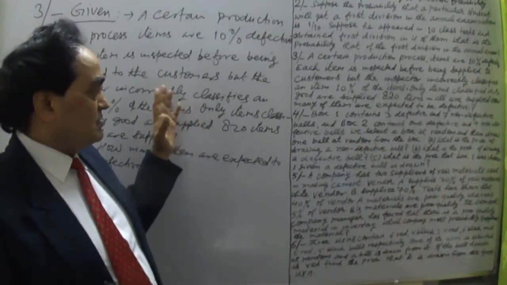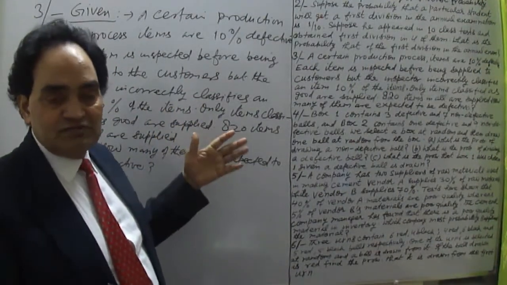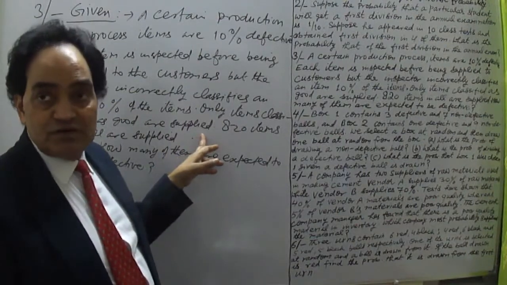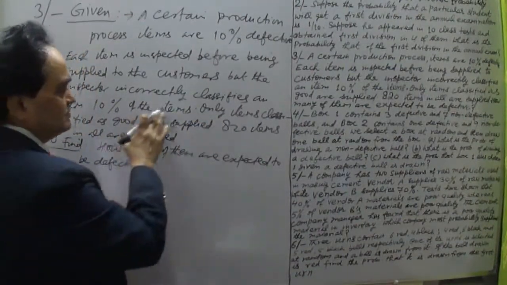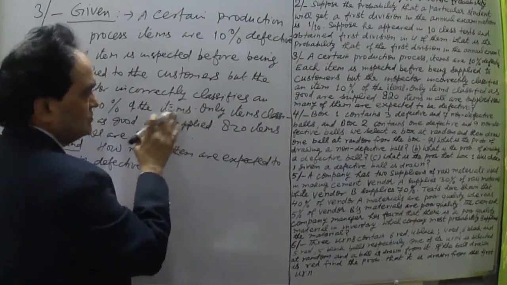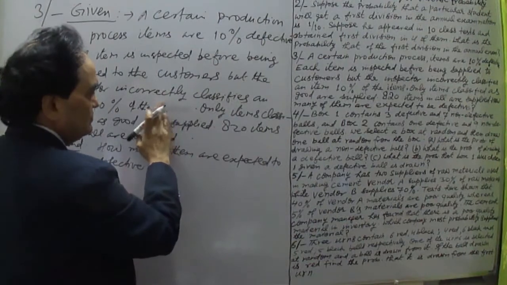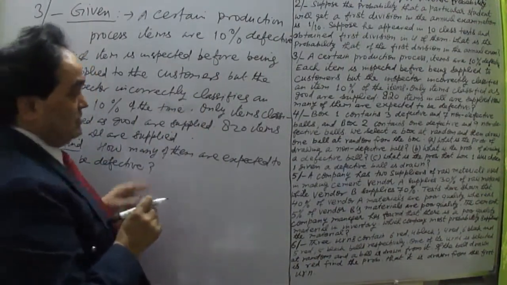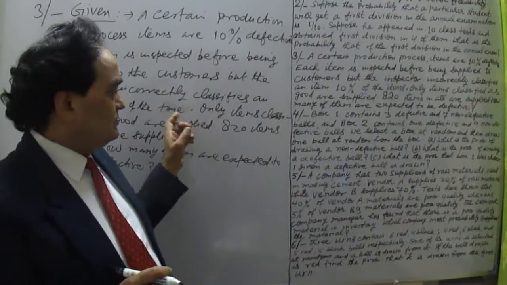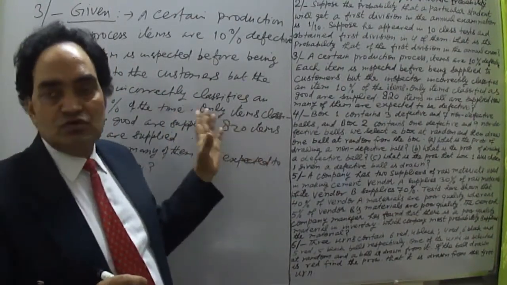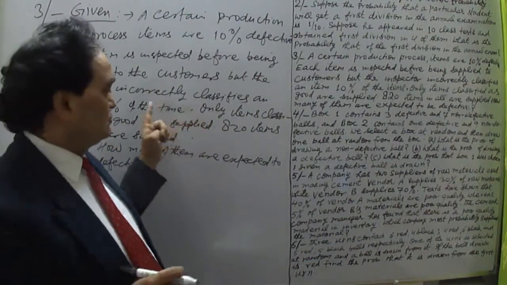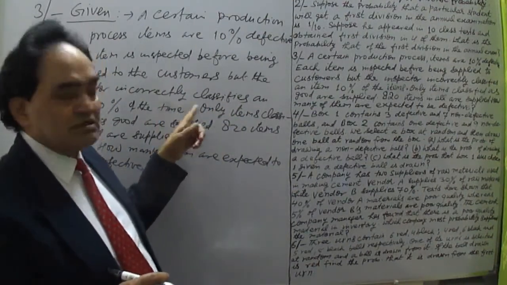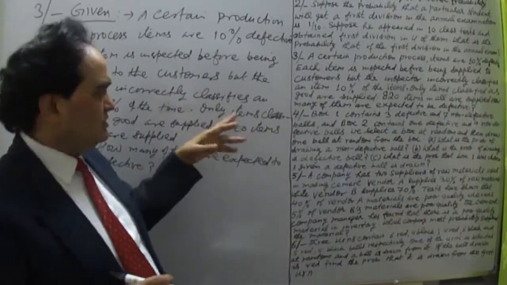So if the inspector says that these items are good after inspection, they will be supplied. But 10% of the time he wrongly classifies them. What does it mean? Whatever is incorrectly classified, 10% of the time, he says they are good but they are defective. In that way, he is incorrectly classifying them.